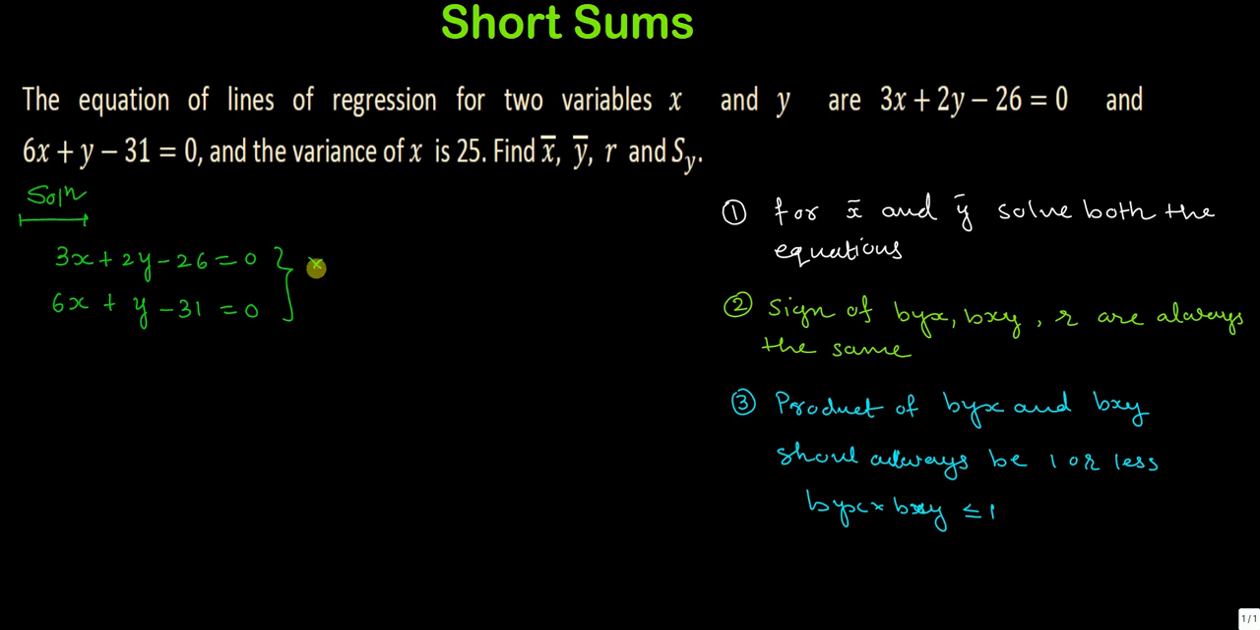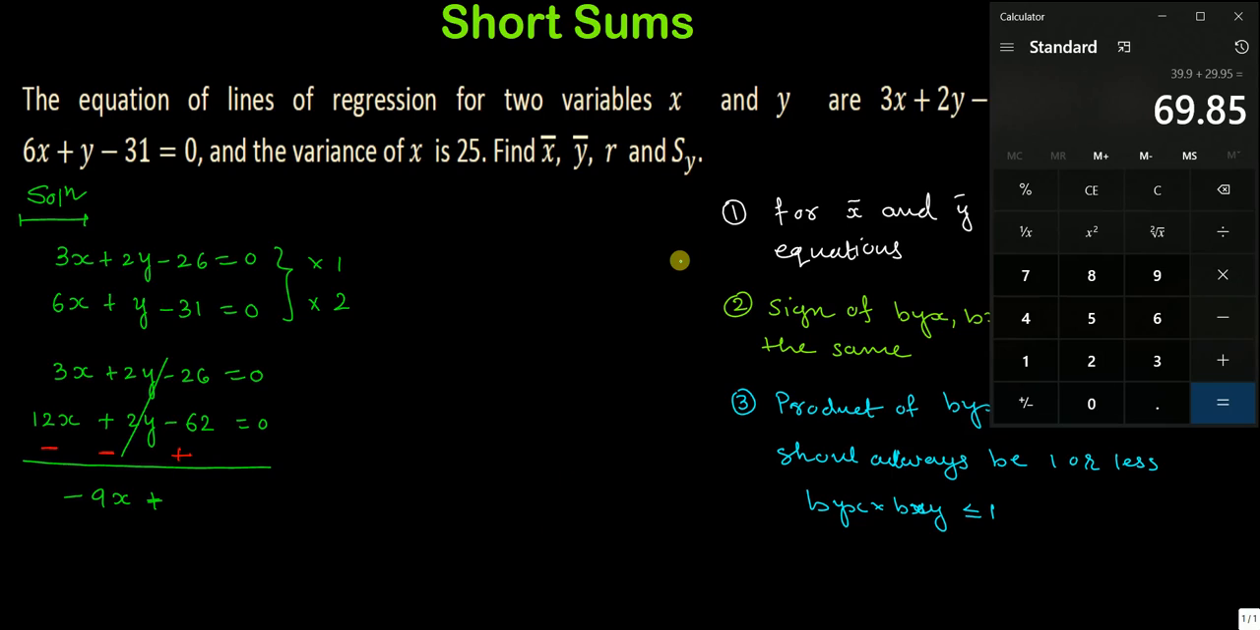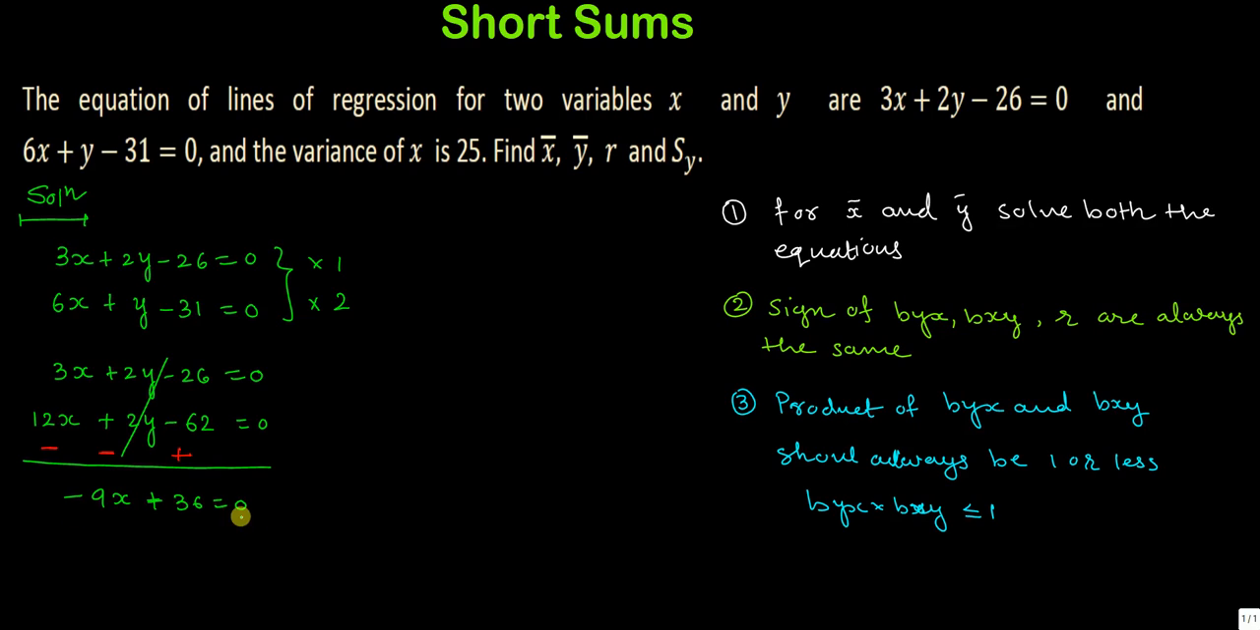I am multiplying the first equation by 1 and the second equation by 2, and we will get 3x plus 2y minus 26 equals 0 as it is. Now second equation: 6 twos are 12x plus 2y minus 31 into 2 is 62 equals 0. Now changing the sign of equation number 2, 2y cancels out. So minus 12 plus 3 is minus 9x, plus 62 minus 26 gives us 36, equals 0.